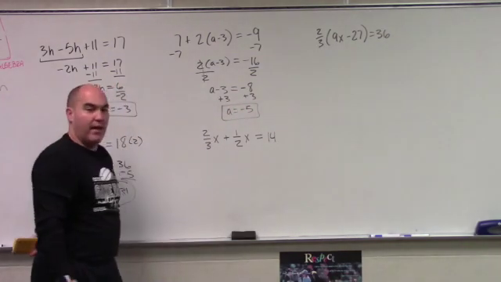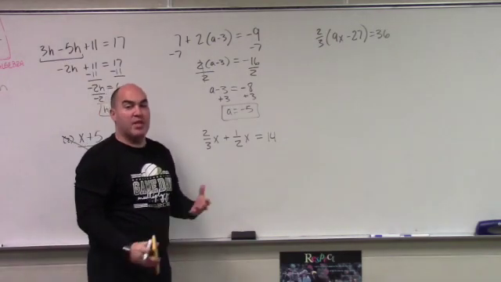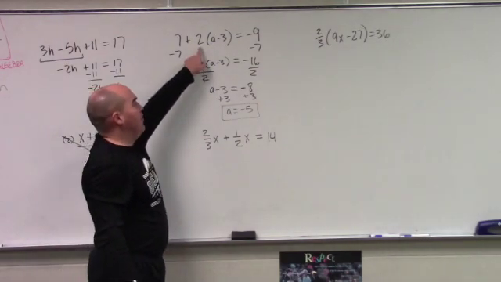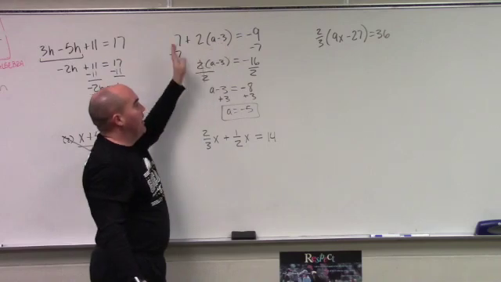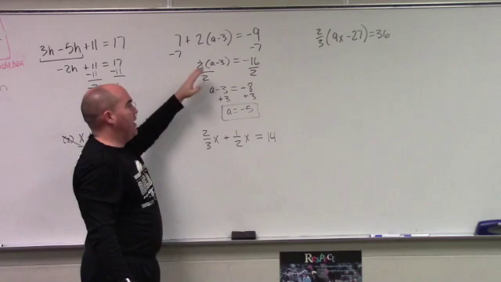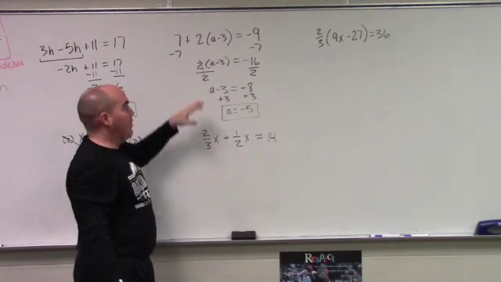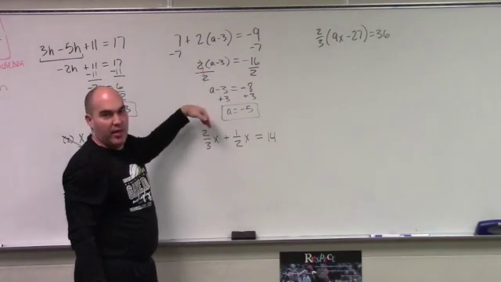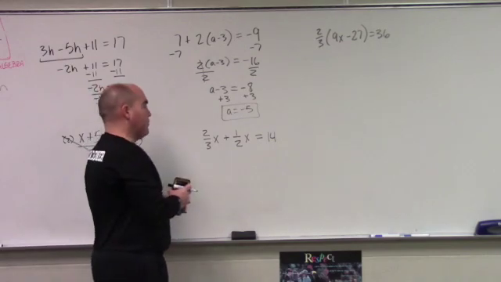negative 5. Now, at any point we could have just done distributive property. So up here at the beginning we could have done distributive property first and then combined the like terms and worked it out. Down here we could have done distributive property and then just worked it out that way. Okay, but this is probably the fastest and the easiest way to get that done.